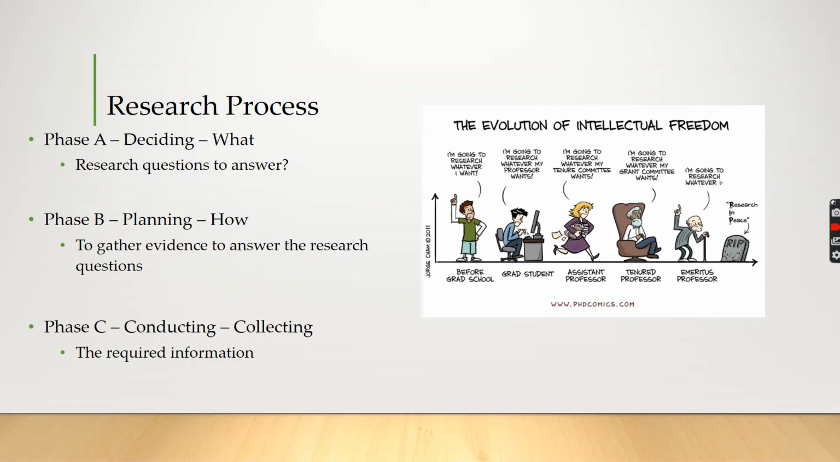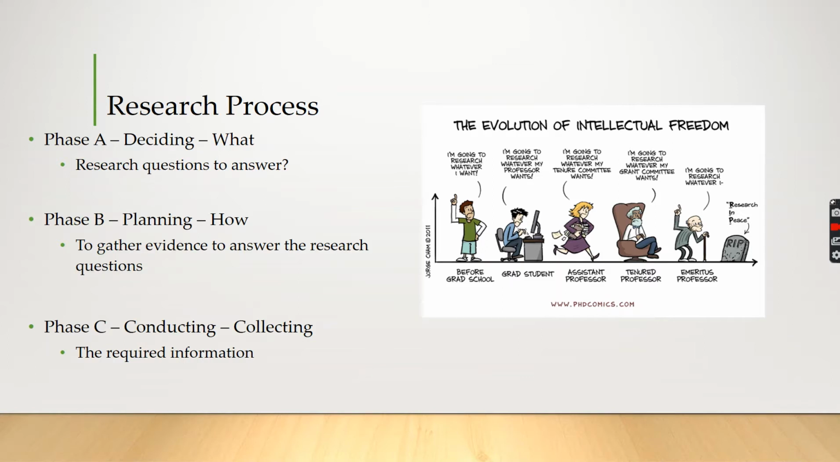We can break the research process into 3 different phases. Phase A, what we call designing, is the phase for you to decide what you want to answer. What are the research questions that you are formulating? What is the problem that you want to answer?